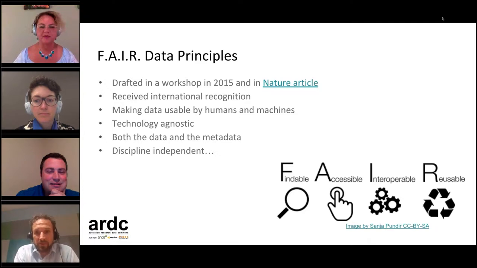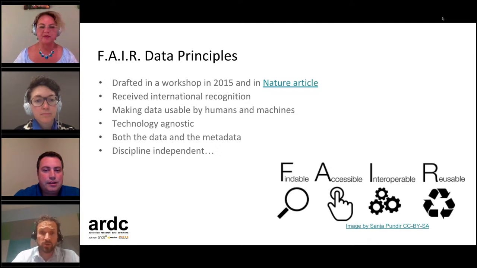So Natasha asked me to speak very briefly on the FAIR data principles. Now, I'm guessing most people here will have already seen the FAIR data principles and already know them really well. So I'm going to keep this short and focus on what this means. How can you think about this in the context of the 10 research data things?